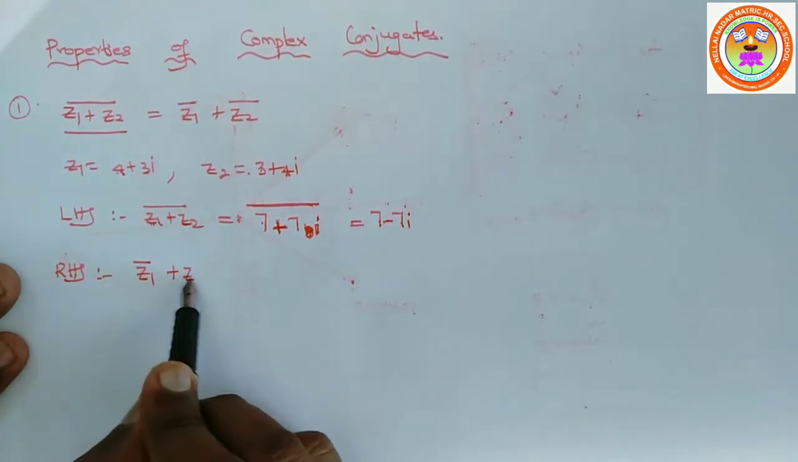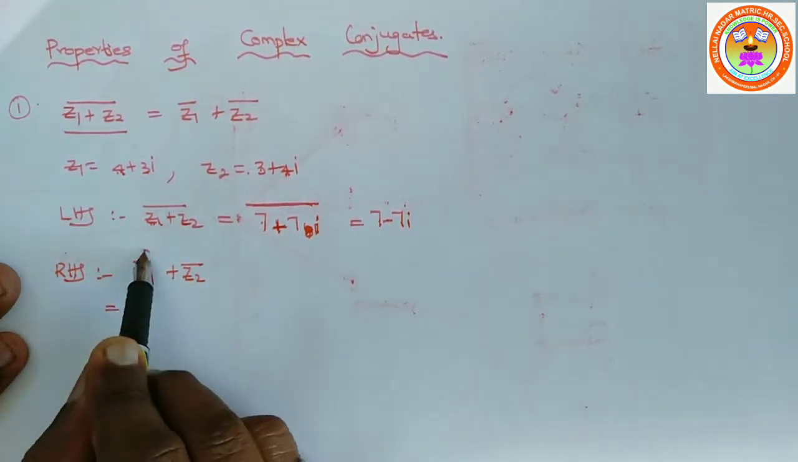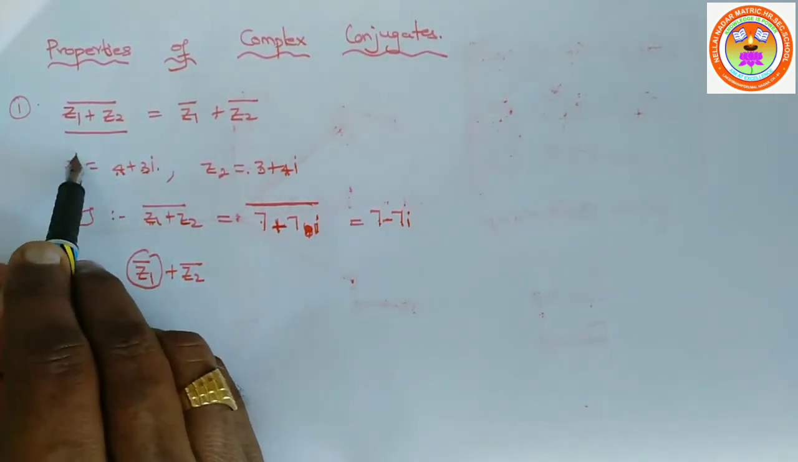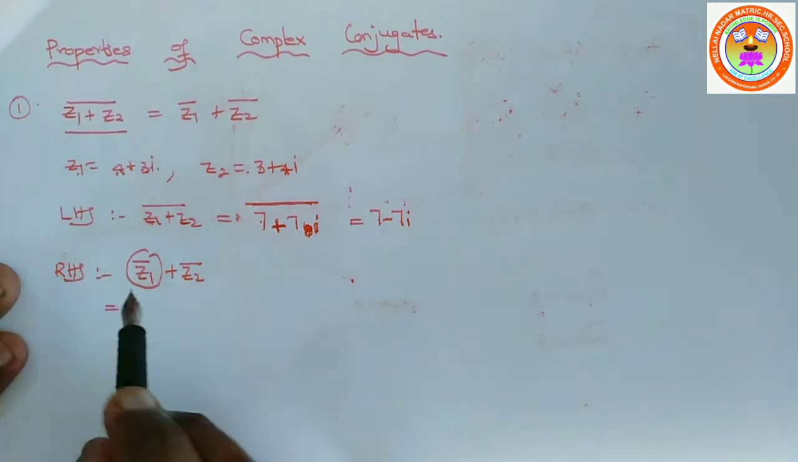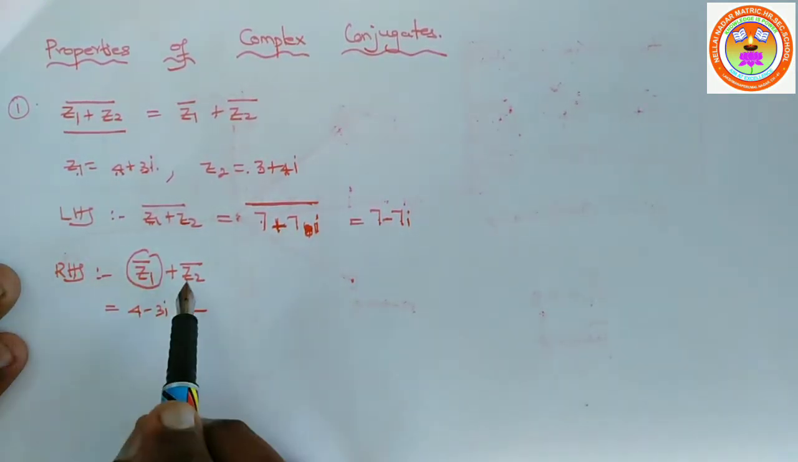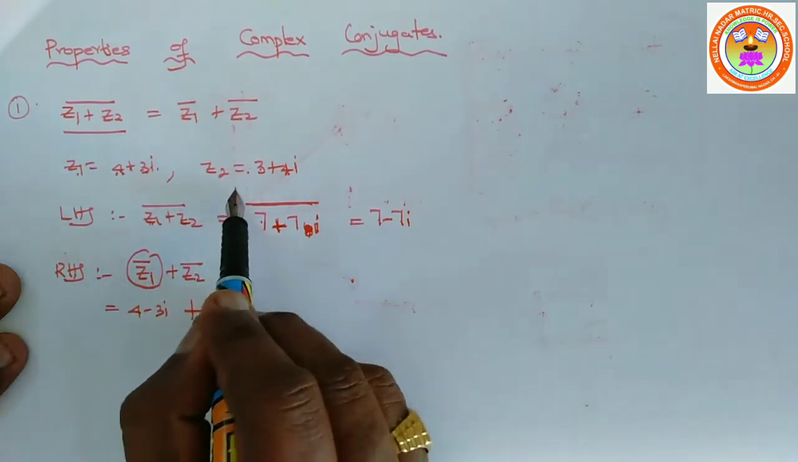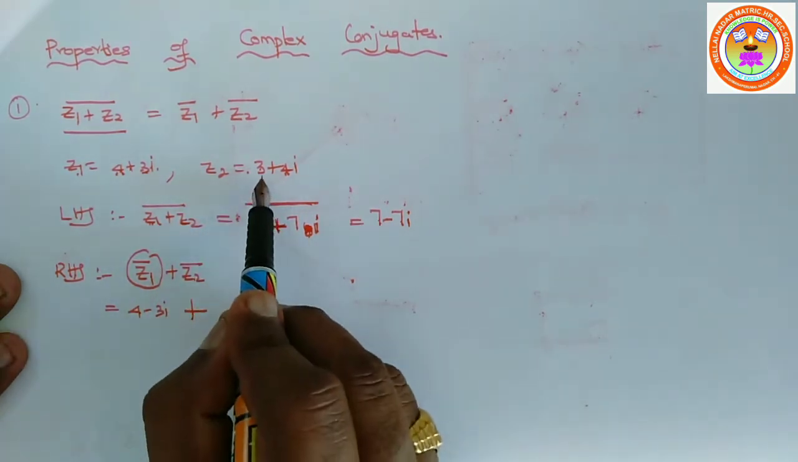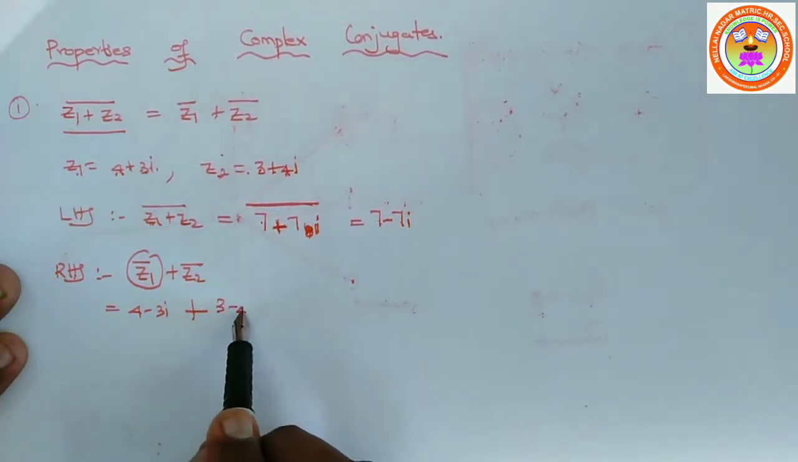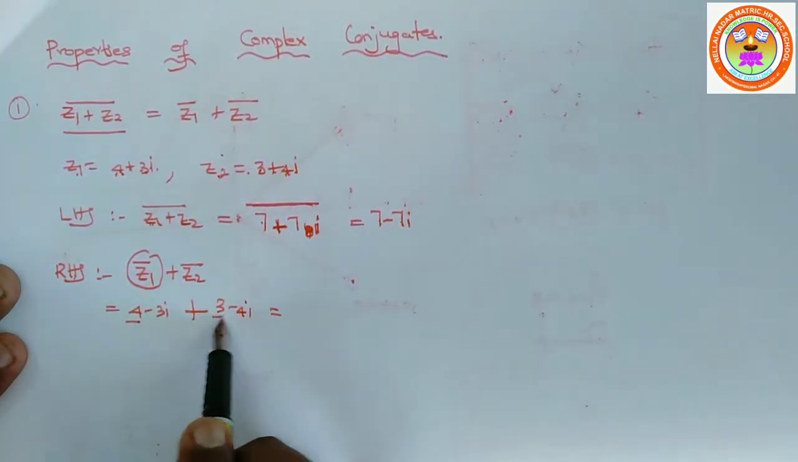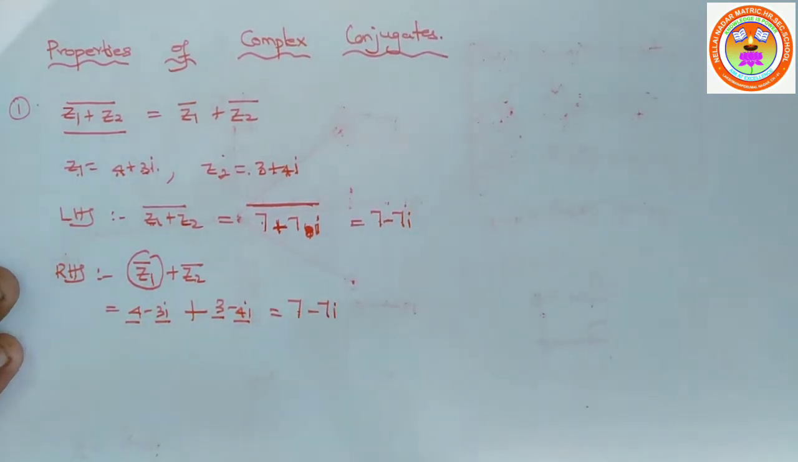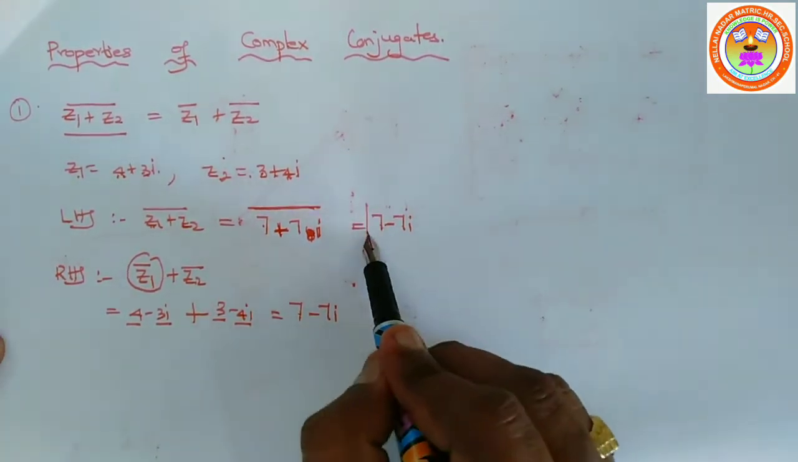Now, what is the RHS? z1 bar plus z2 bar. What is z1 bar? z1 is 4 plus 3i. The bar is nothing but changing the plus to minus: 4 minus 3i, plus z2 bar. z2 bar is 3 minus 4i. Check the answer. 4 plus 3, 7, minus 3i minus 4i, which gives minus 7i. 7 minus 7i. Both are the same answer, no?